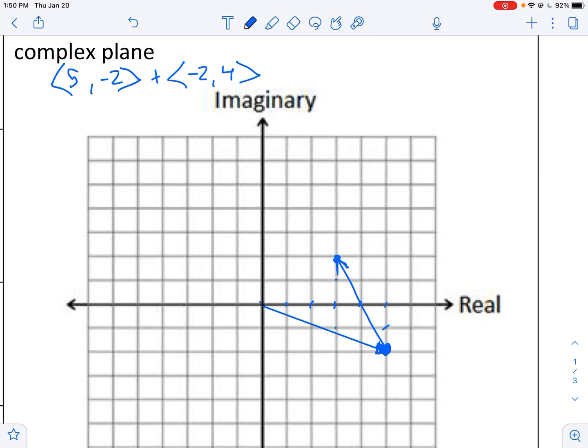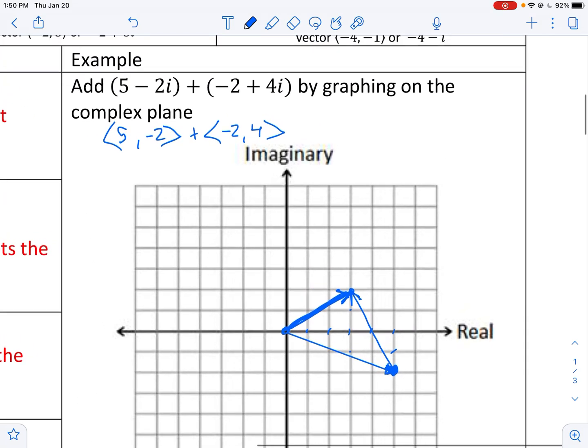Remember, you do it end to end. So you go to the end of the arrow, and then you start the next vector. Now we have that. This is the result. We're going to draw a vector from our origin to that point, and I'm going to make it thicker to show that that's the resulting vector. That's where it ended up. And so, ta-da, we have graphically added these vectors.